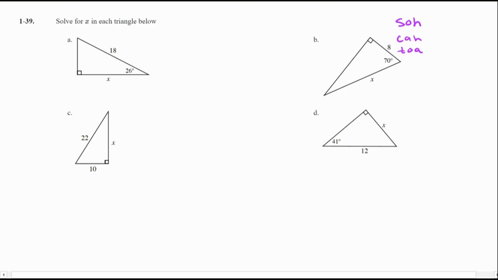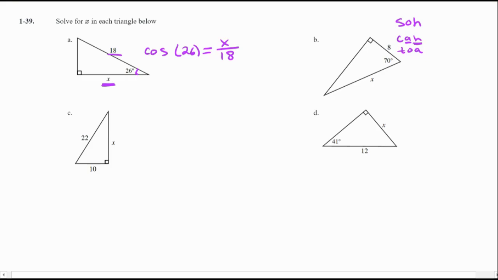When we're dealing with this, we're basically just plugging in numbers. Right now, if we have sine of the angle 26 here, that's equal to the, oh man, I messed that up. This is actually going to be cosine, because what I notice here is that the two sides are the adjacent side to this angle and the hypotenuse. So I'm going to use cosine because I have the adjacent side and the hypotenuse. The adjacent side is x, the hypotenuse is 18.